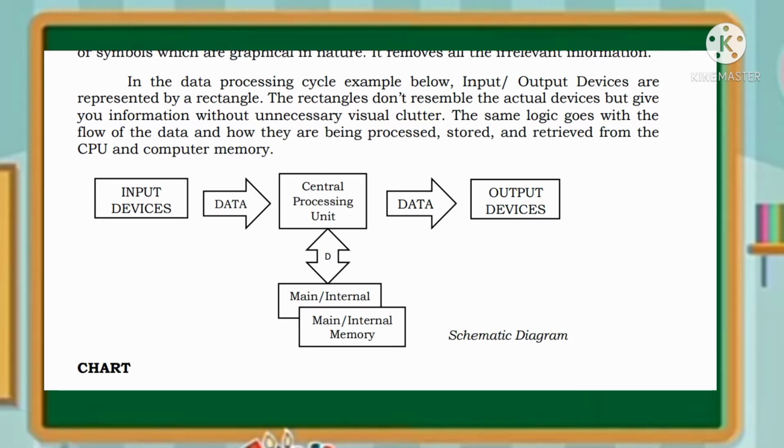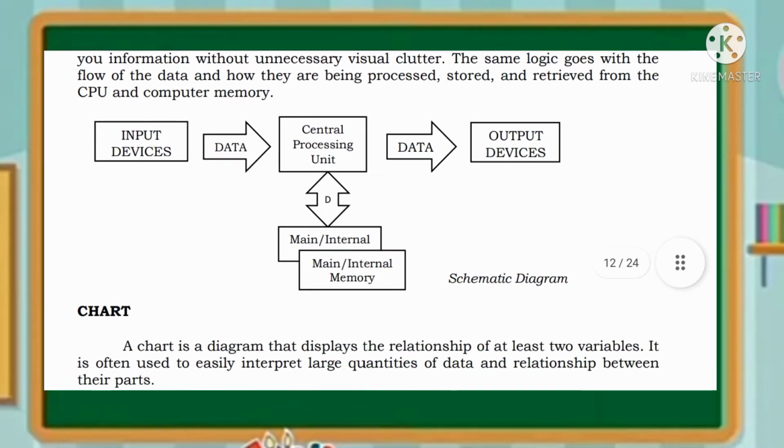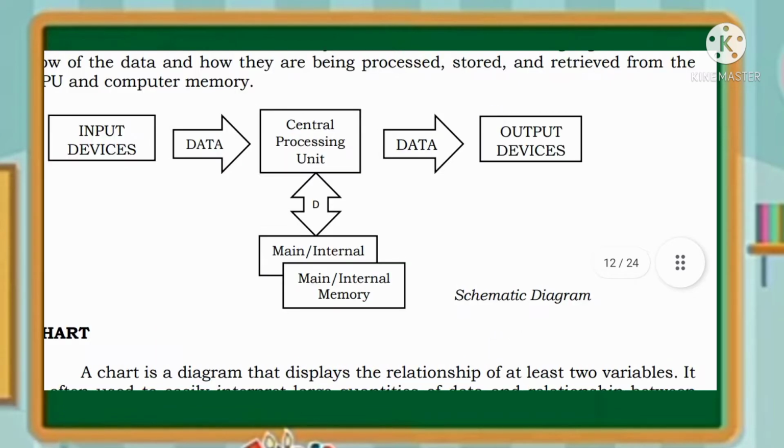The same logic goes with the flow of the data and how they are being processed, stored, and retrieved from the CPU and computer memory. This is the schematic diagram: input device, data, central processing unit, data, output device, main internal memory.